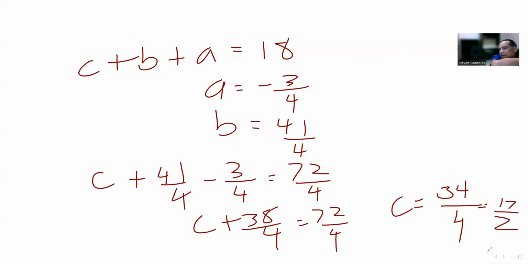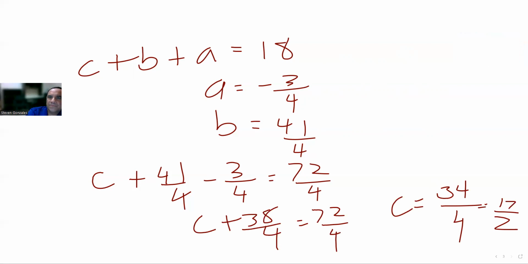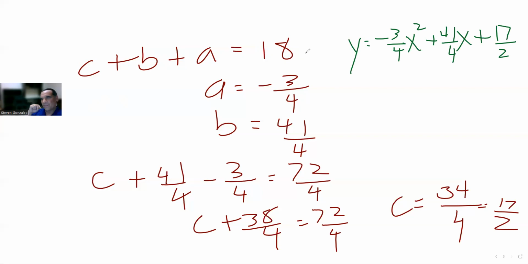So what I've just created is a quadratic equation which contains negative 3/4 x squared plus 41/4 x plus 17/2 or 34/4. Some people don't like fractions and they just multiply by 4 and put it in whole numbers. Of course, it probably would behoove us to make sure that it's right.